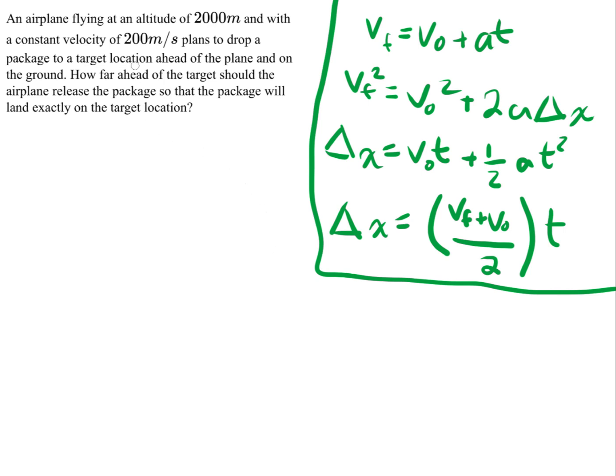So first, we need to figure out the time it spends in the air. Since it's thrown horizontally, there is no y component of the initial velocity. So the time it takes is simply the time it takes for something to free fall from 2,000 meters. And then we could just use this equation to figure out the time.